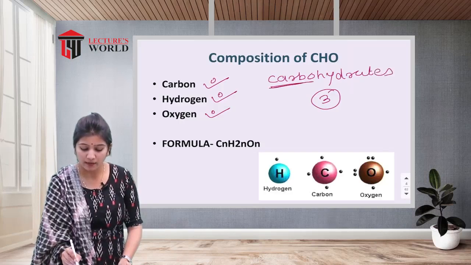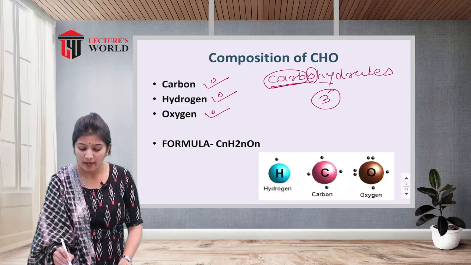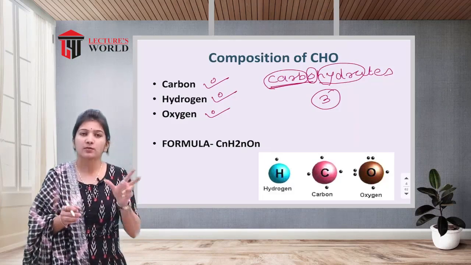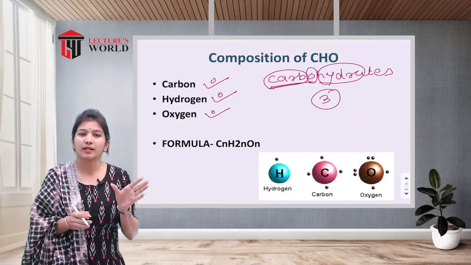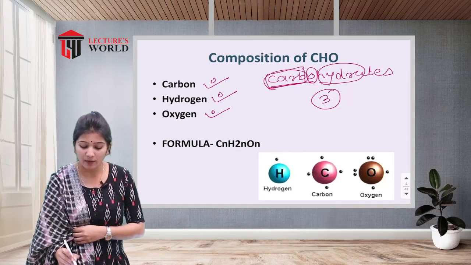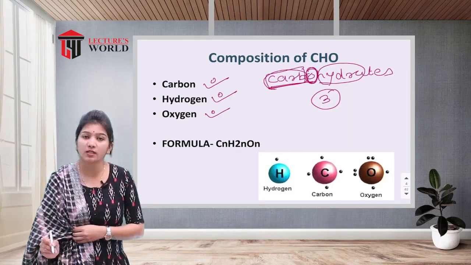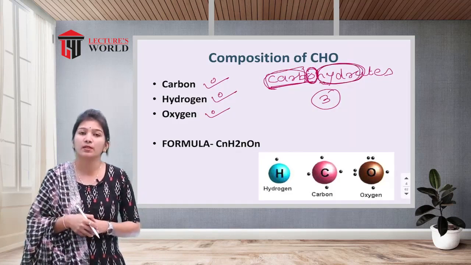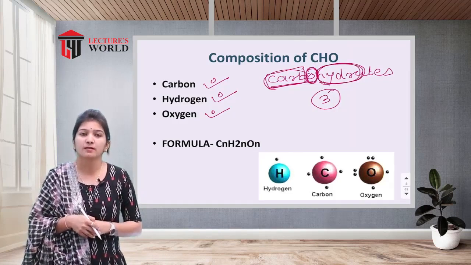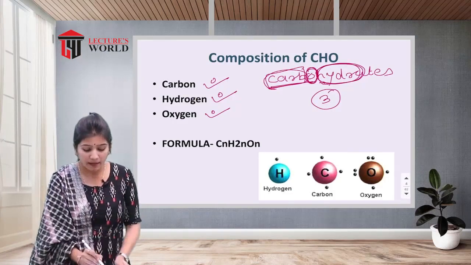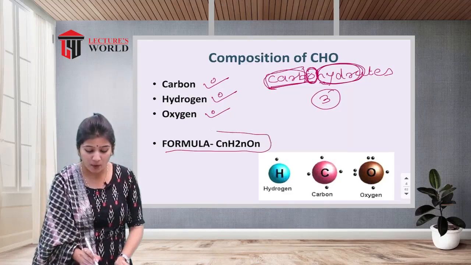Carbo, that is carbon, O, that means oxygen, and hydra, that means hydrogen. The name suggests carbohydrate involves three substances: carbo, that means carbon, O, that means oxygen, and hydra, that means hydrogen. So it is made up of three components, that is the carbon, hydrogen and the oxygen. Here they have mentioned the formula of carbohydrate.